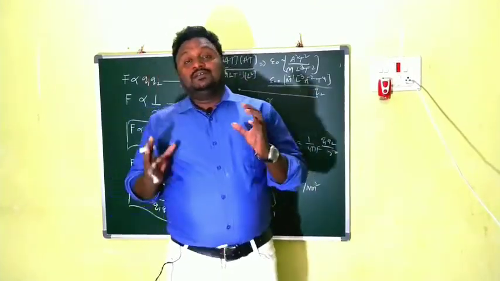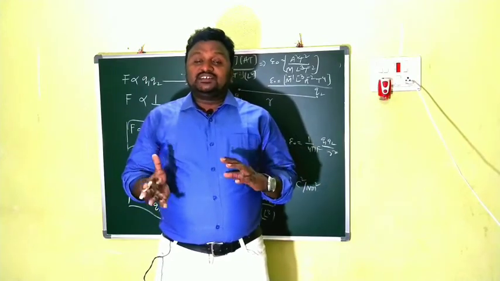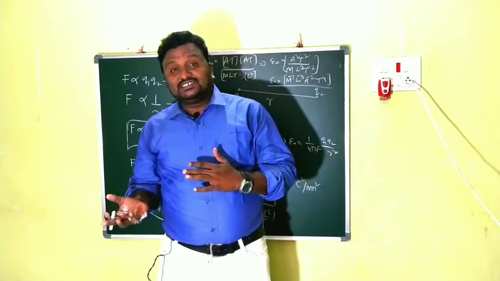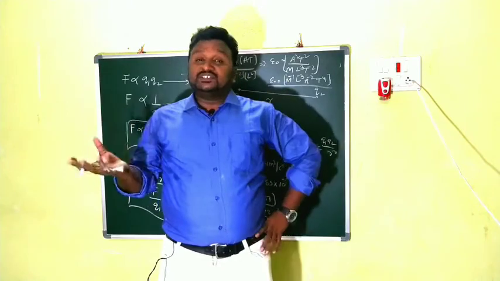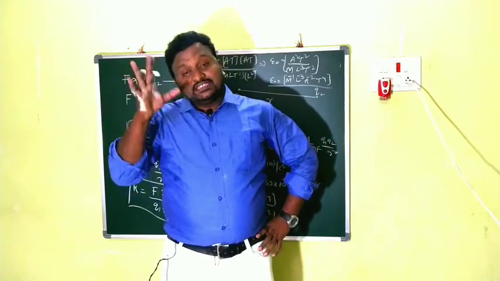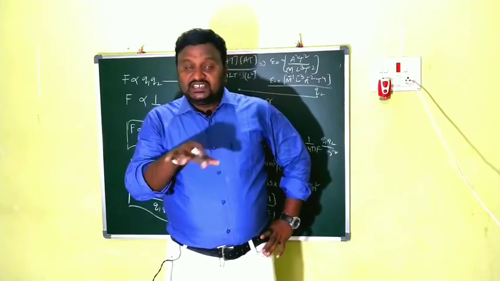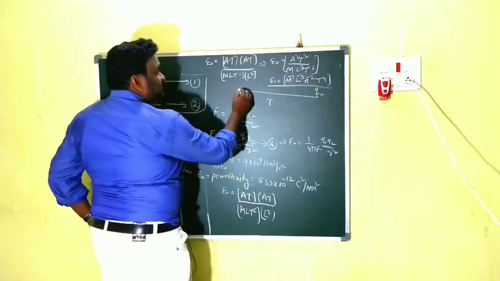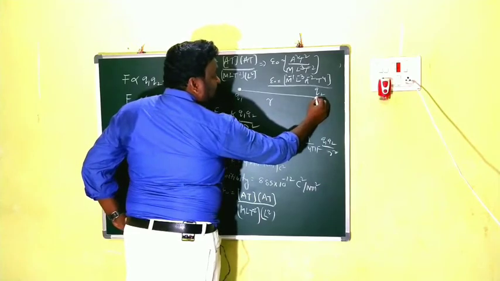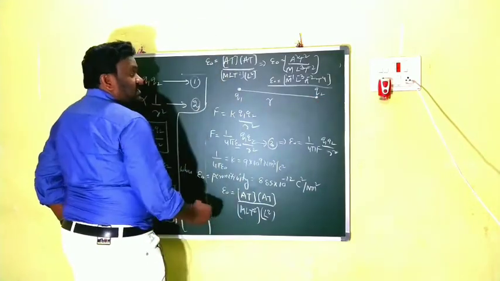Coulomb's law is what? The force of attraction between two charges is directly proportional to the product of their charges and inversely proportional to the square of the distance between the two charges, and that force acts along the line joining the two charges. See here, this is Q1, one charge, and Q2 is the other charge.